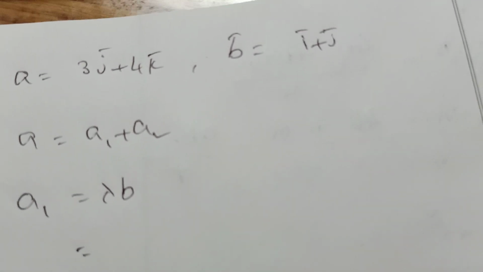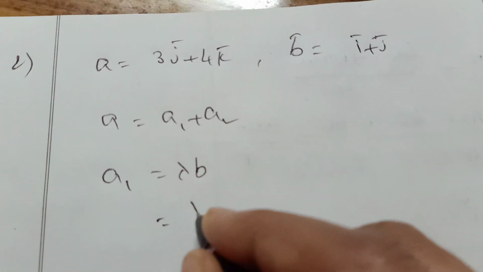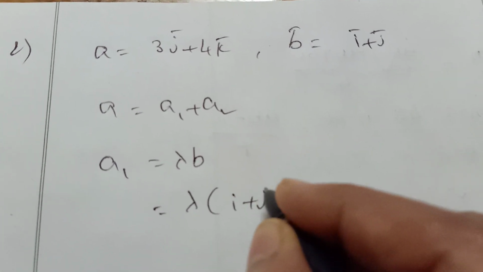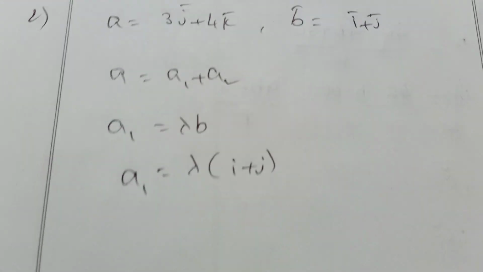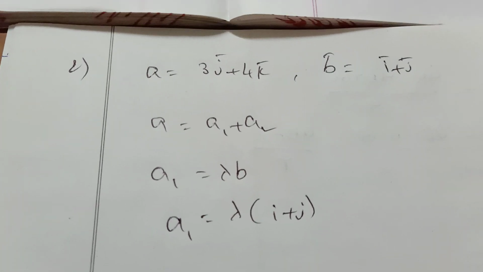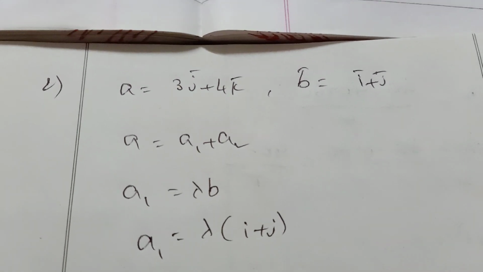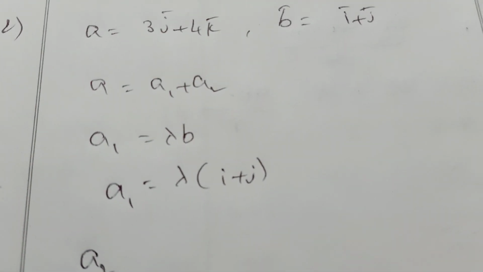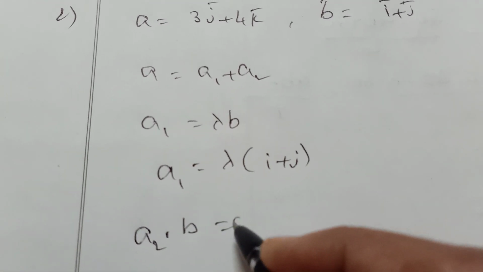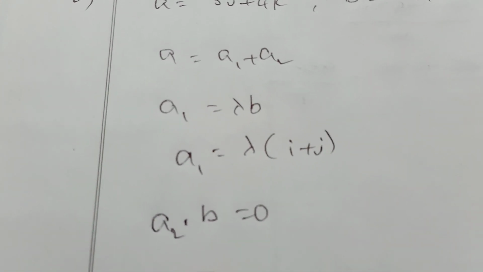What is B here? I plus J. Right. Then I am writing here I plus J. That is A1. Okay. Next condition, what? Perpendicular to. A2 is perpendicular to B bar. A2 is perpendicular to B bar means A2 dot B equal to 0. Right?